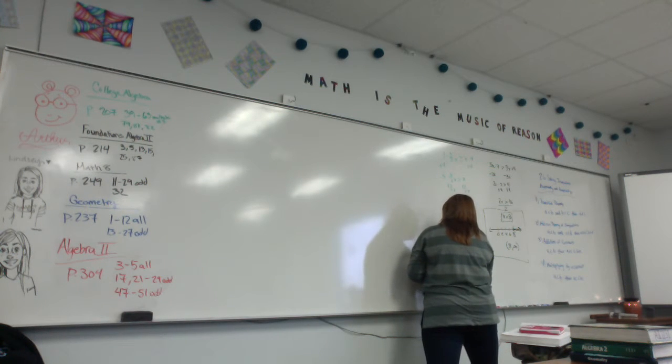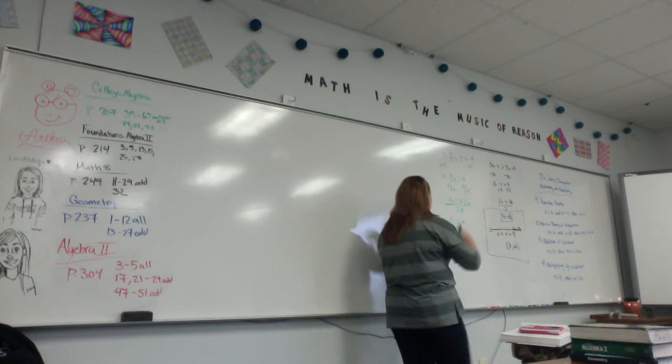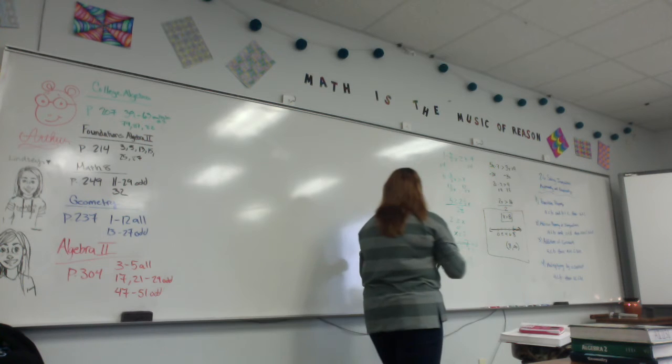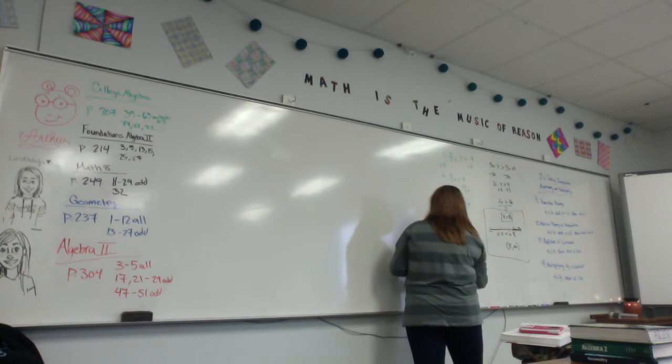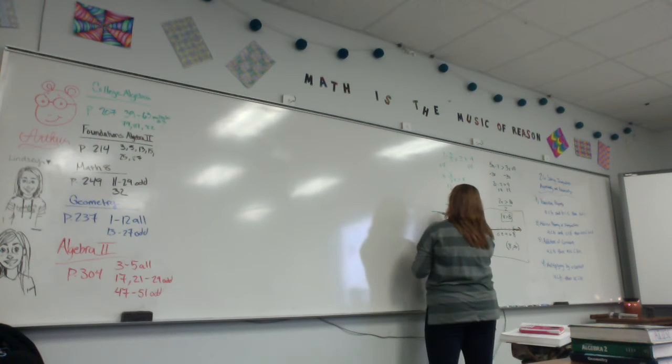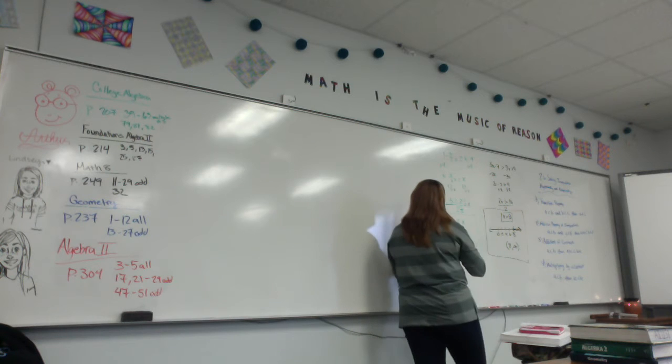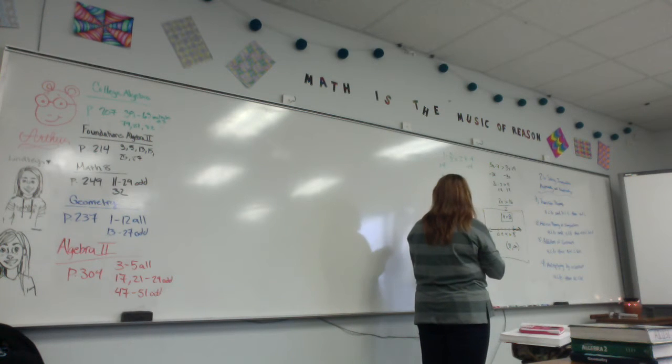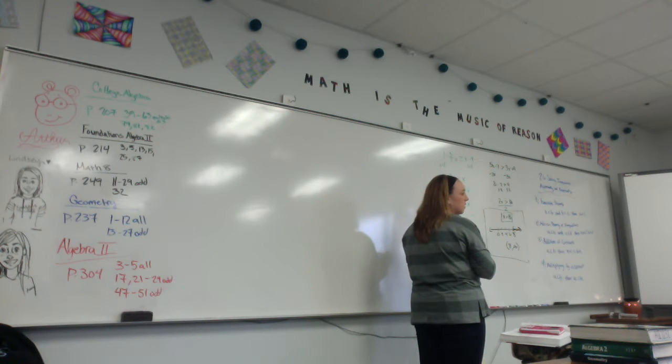Negative infinity to positive 2. What are you really lost on? Alright, if we go back to the first step, how did we add 4 to both sides?